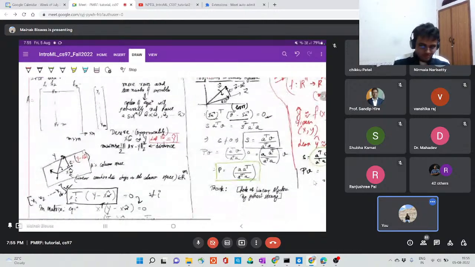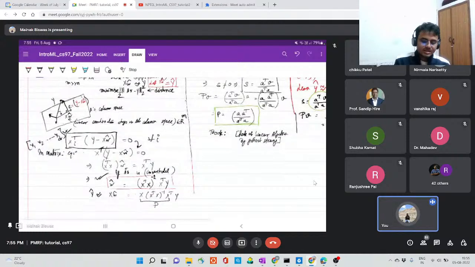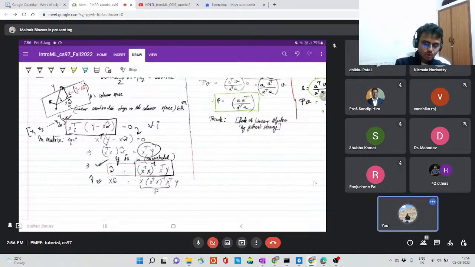So you expand this equation, you get x dot y, and you get x transpose x w, and you take the inverse of this to get this equation. So this is your w. So you can directly learn w from this equation.